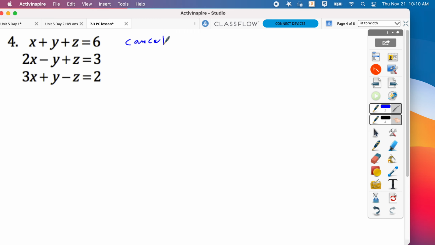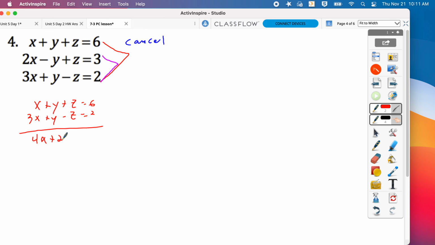the z's. All right, so to cancel the z's, I'm going to use the first and the last one, because that's going to be a good way to get my z's to cancel. And then I'm also going to cancel the second and the third one, because if I have positive z and negative z, that's what I need to happen. So I'm going to do elimination on the first two to get rid of the z's, the top and the bottom. So x plus y plus z equals 6. 3x plus y minus z equals 2.